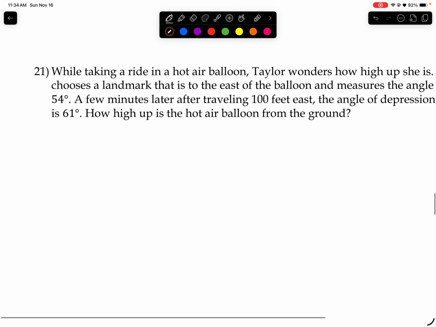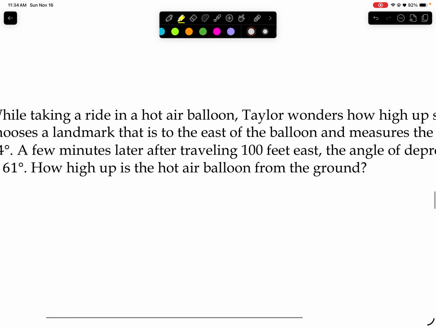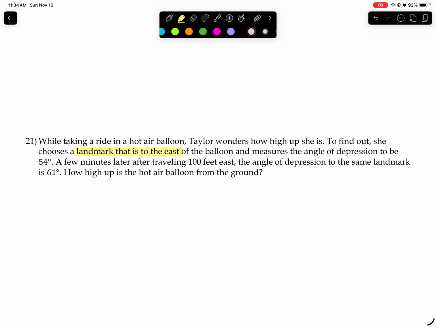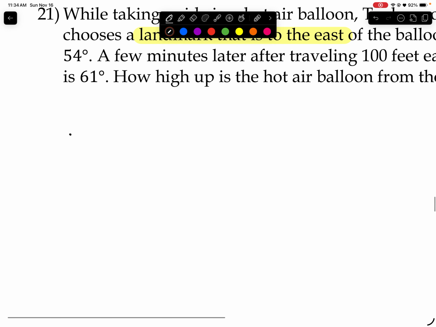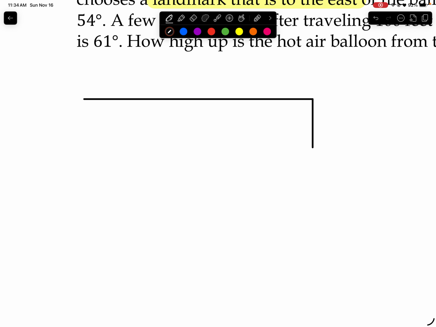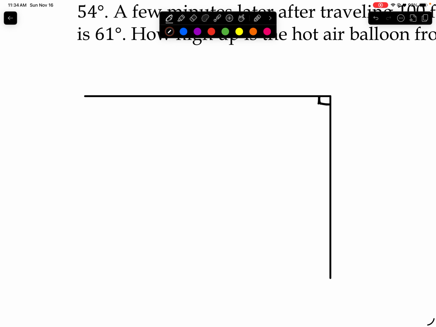So starting off, we give you a lot of information that you need to kind of break down. So very small but important information that we give you is that there is a landmark to the east. That's going to tell you the direction that this person's traveling, and that's going to tell you how to set up this picture. So this person is going to be up in the air, and then I'm going to draw some horizontal distance. She's traveling eastward, so then from the ground, this is going to form a 90-degree angle.